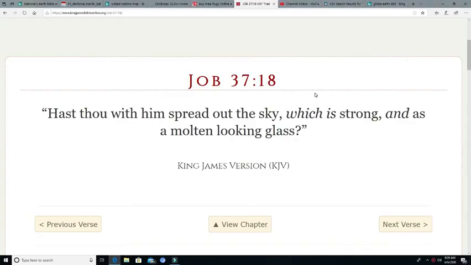You see, the firmament is clear. It's transparent, so they could easily fool you because you can't see it. Okay? You've got to keep that in mind. So let's read about it. "Hast thou with him spread out the sky, which is strong, and as a molten looking glass."